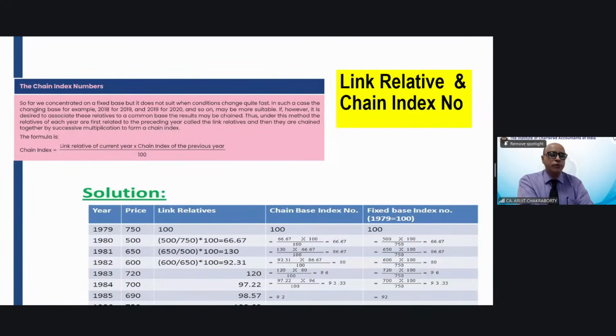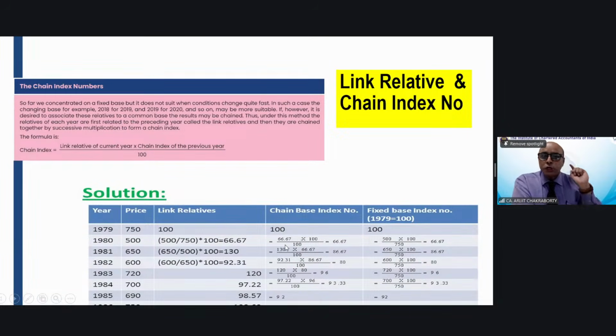Finally, we are coming to the chain base index number. So the chain index number for 1980 works out to how much? Link relative, please see the formula. Link relative of the current year. Current year ka link relative multiplied by the chain index of the previous year. अब chain index of the previous year क्या है 100 base है.